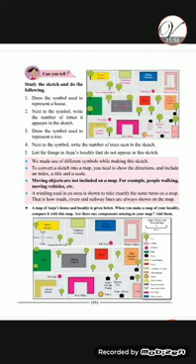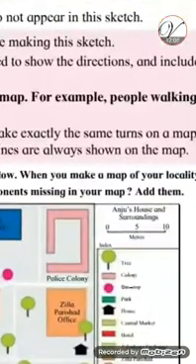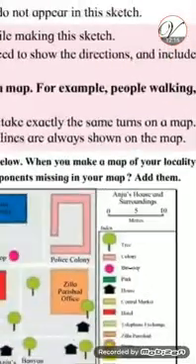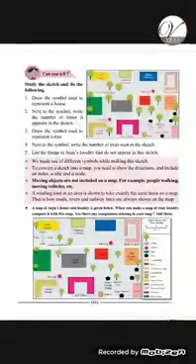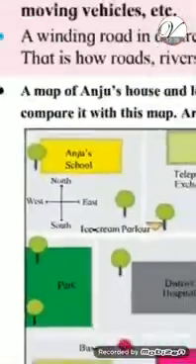Okay. Now a scale is given here. See here, Anju's house and surrounding. Here is the name of that map, Anju's house and surrounding, that is called the title. Here is given the scale and this is the index. Okay. And here is given the direction also.